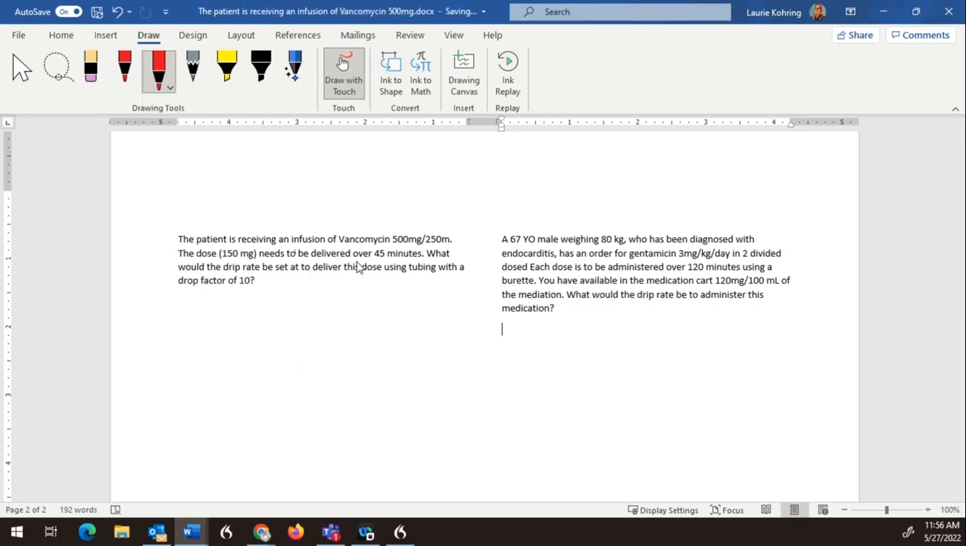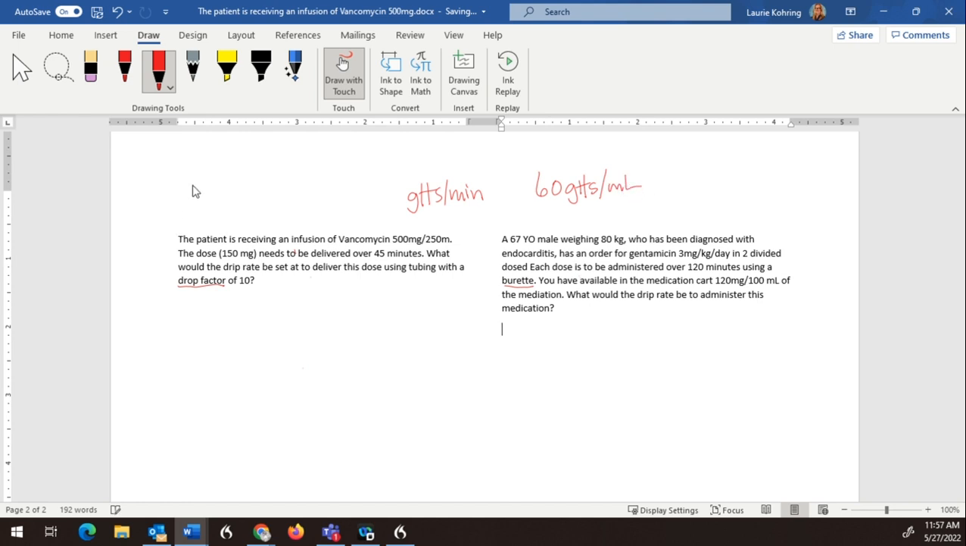This video will show you how to solve flow rate questions that are solving for drops per minute. And the reason that I know both of these are drops per minute is there's mention of a drop factor and burette. A burette is a term used for a standard type of tubing that has a flow rate, or drop factor rather, of 60 drops per milliliter.